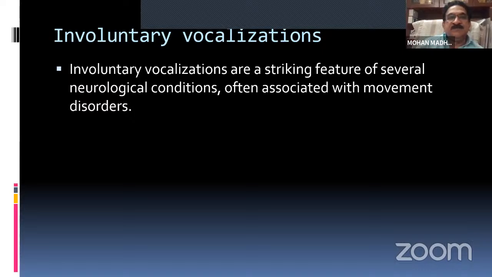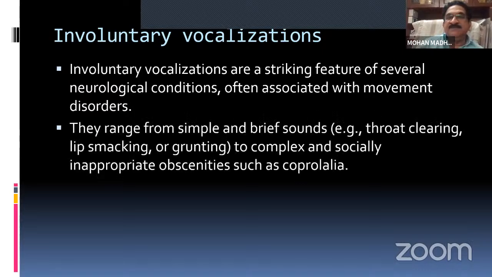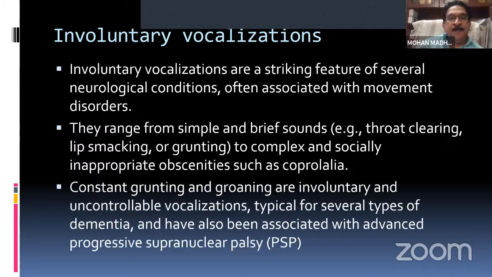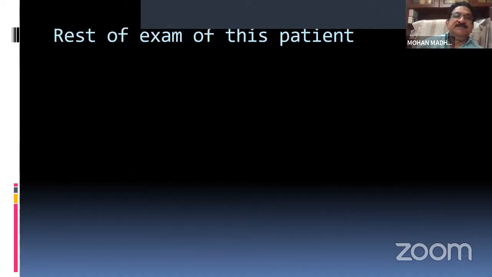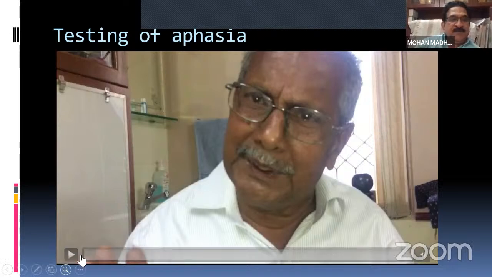Often associated with disorders, they range from singular deep sounds like throat clearing, lip smacking, and grunting, to complex or socially inappropriate obscenities such as coprolalia. Constant grunting, groaning, and involuntary, uncontrollable vocalizations, typically in several types of dementia, have also been associated with advanced PSP. Let us see the rest of the examination of the patient. So, to find out whether he has aphasia.